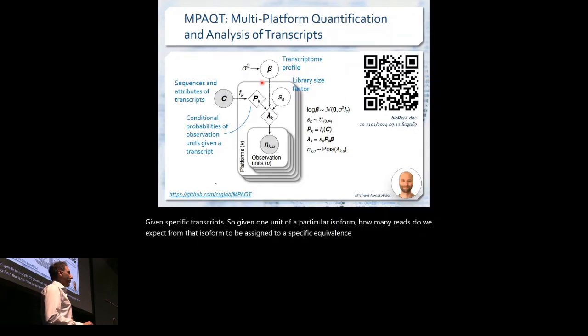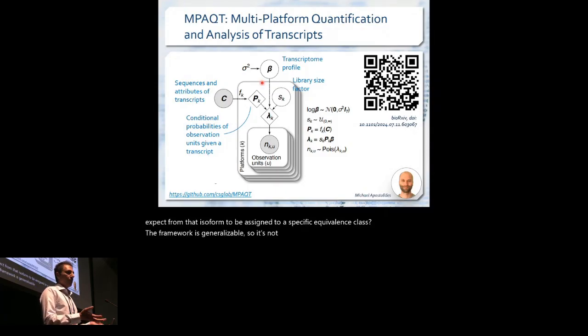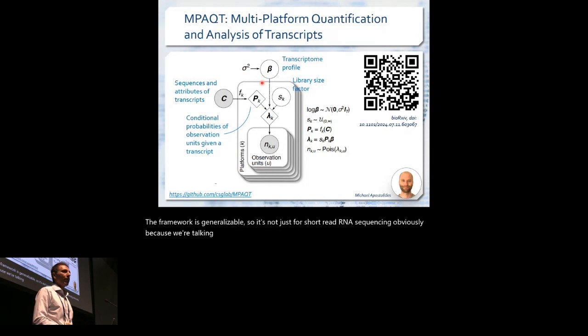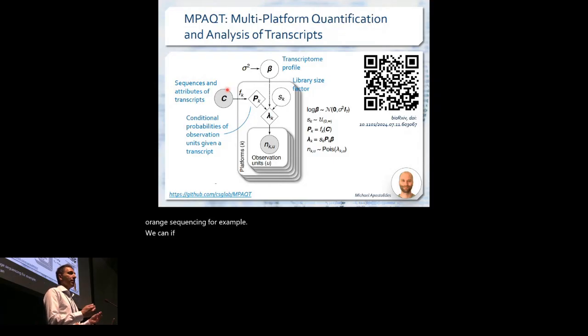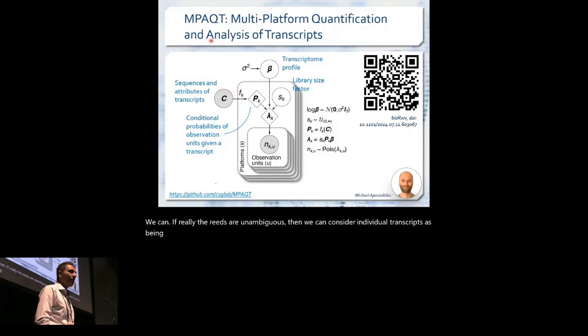The framework is generalizable. So it's not just for short-read RNA sequencing, obviously, because we're talking about multi-platform quantification. What changes from one platform to another is the shape and definition of these observation units. For long-read RNA sequencing, for example, if the reads are unambiguous, then we can consider individual transcripts as being the observation units. And when the observation units are different, this P matrix, this matrix of conditional probabilities, also becomes different.